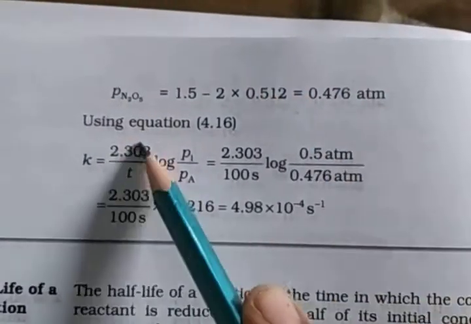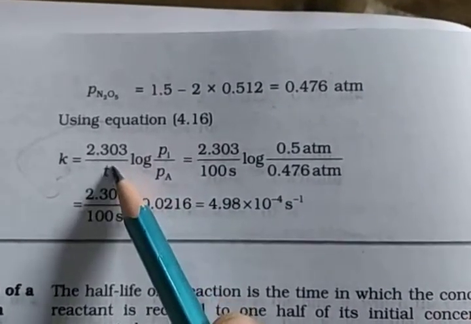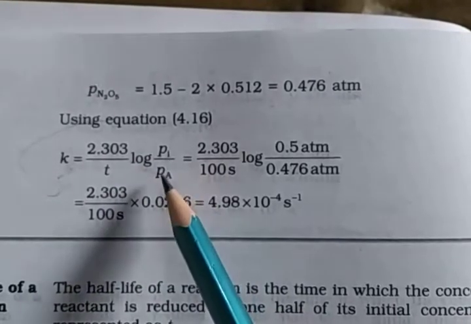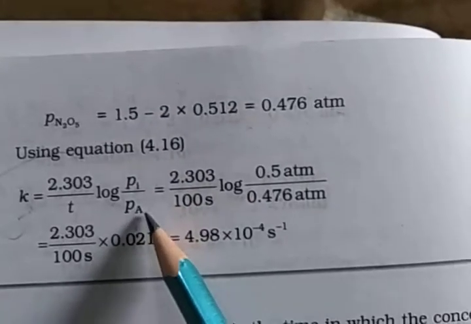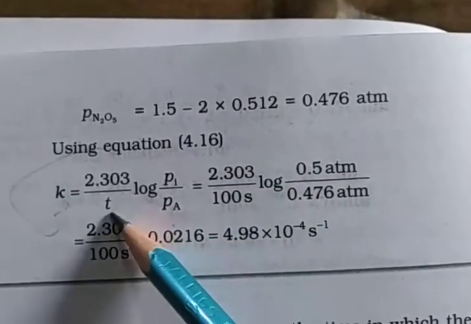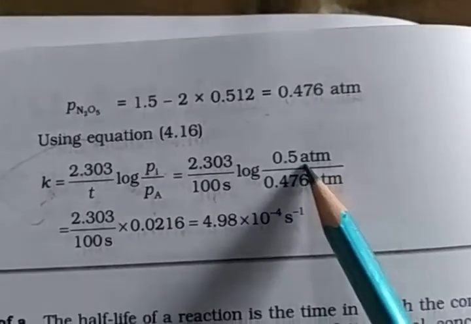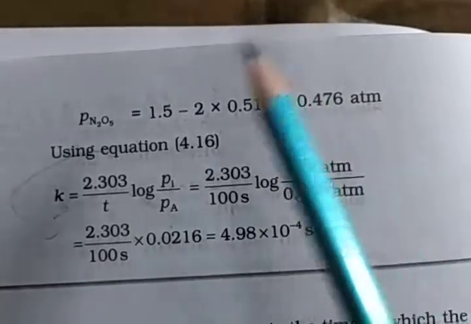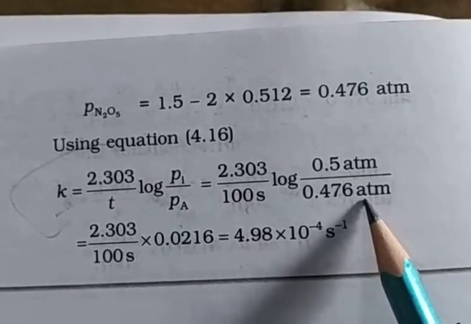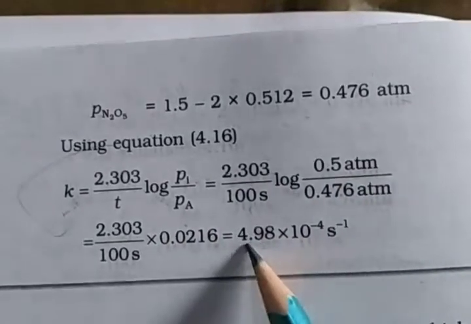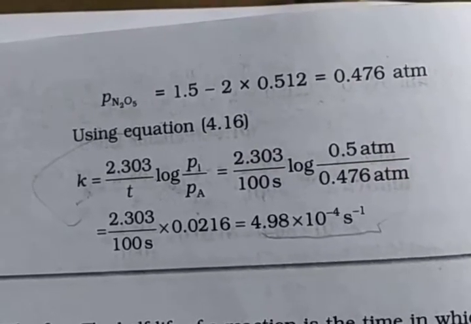Then we have to apply the rate constant formula for pressure: K equals 2.303 divided by T, log Pi upon PA. Pi divided by PA. So 2.303 over the time 100 seconds, log of the Pi value 0.5 atmospheric pressure and 0.476 atmospheric pressure of N2O5, which is PA. So whenever we calculate, this value comes 4.98 into 10 to the power minus 4 second inverse.